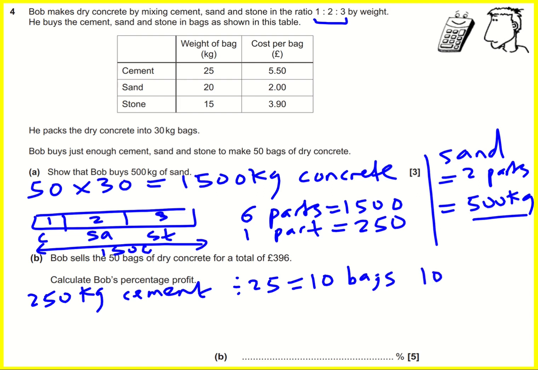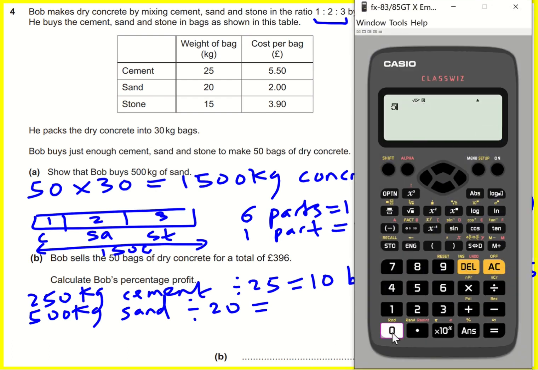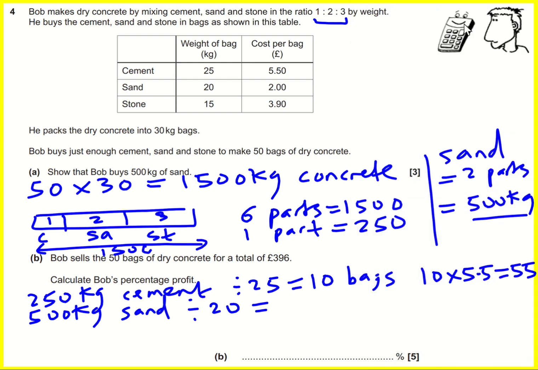And then we'll do 10 times 5.5, and that's going to cost £55. We've got sand, we've already got that it's 500 kilograms. And then each bag is 20 kilograms, so I can work out how much I need there. Okay, 25 bags. So it's going to be 25 times 2, that's going to cost £50.